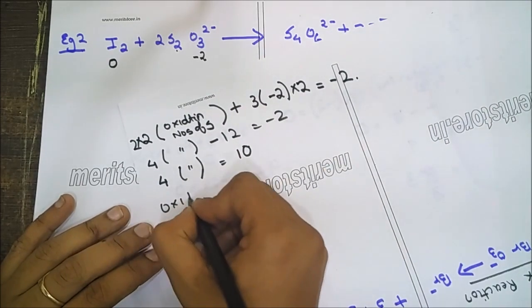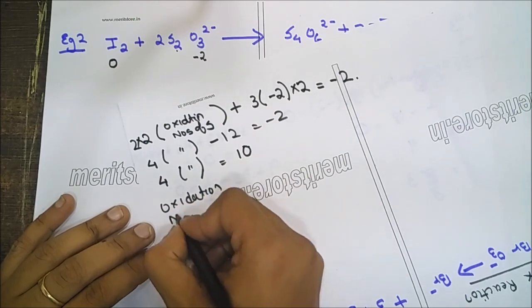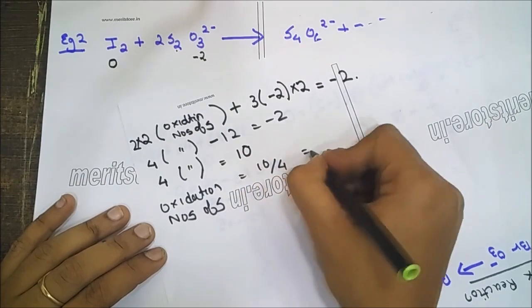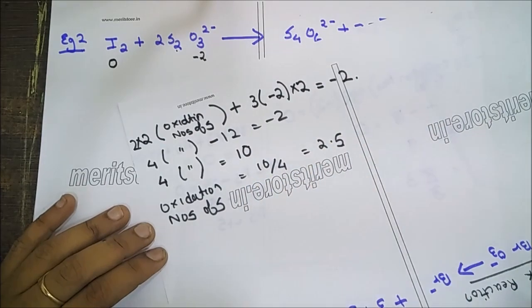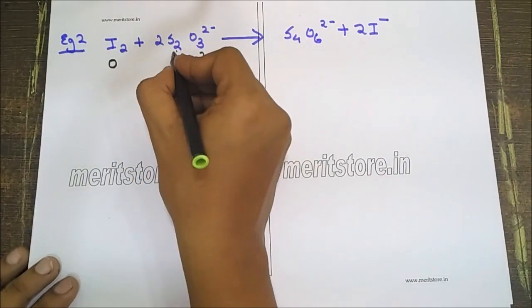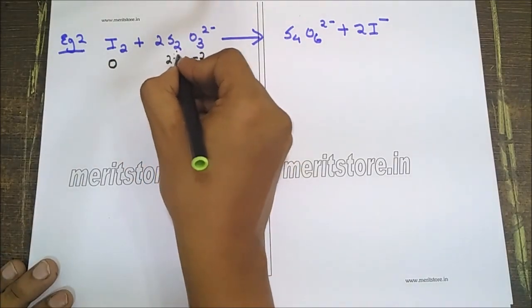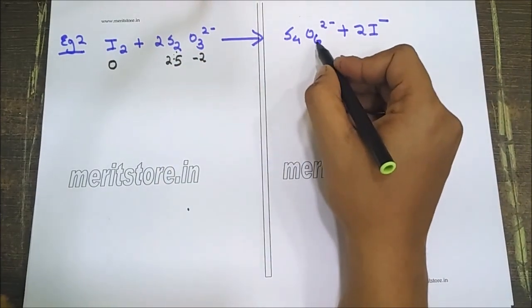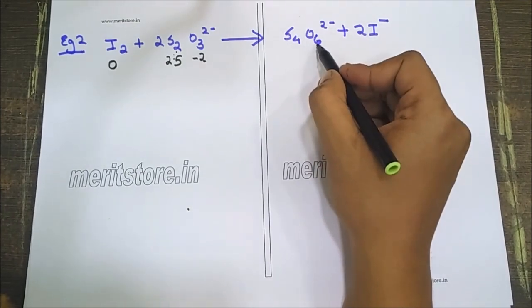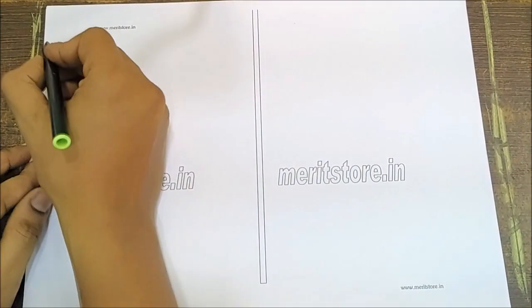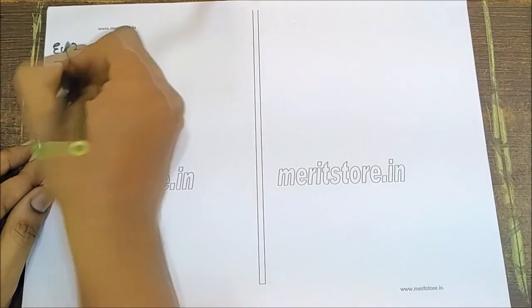So the oxidation number of sulfur would be 10 divided by 4, which will give us 2.5. So each atom is having an oxidation number of 2.5. Now same way, see here, how much would that be? Minus 2 into 6, which is how much? Now let us go through one more example.